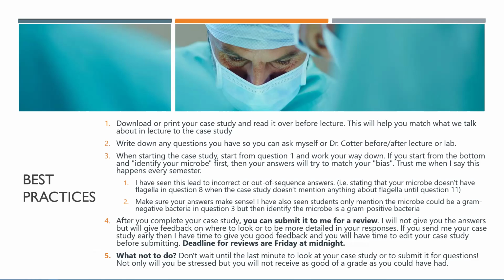Another thing too is having your answers make sense. So I've seen students answer that their microbe can only be gram-negative bacteria, but then their answer is a gram-positive bacteria. Again, once we go into bacteria, this will make a little bit more sense. But basically, they have eliminated the correct answer at the beginning, but then later put that the correct answer is the thing they eliminated in question three. So it always helps to go back, look it over, and make sure that your thought process makes sense, so that you're not putting in incorrect answers and then missing out on large chunks of points.